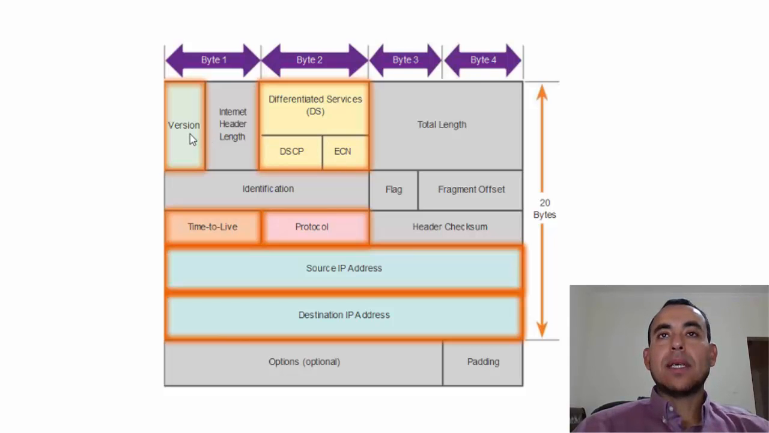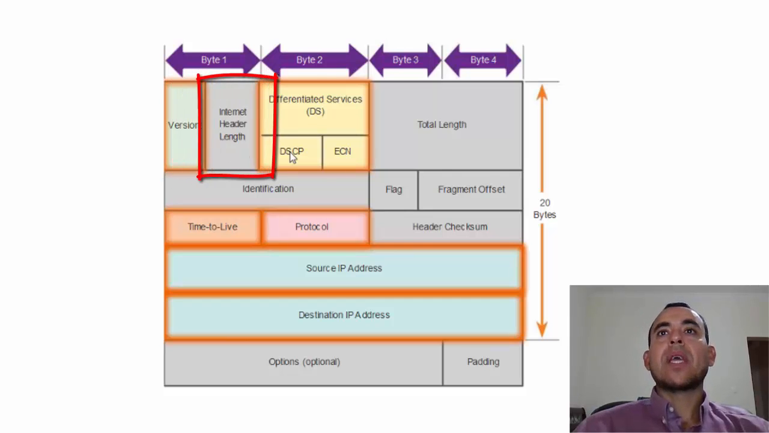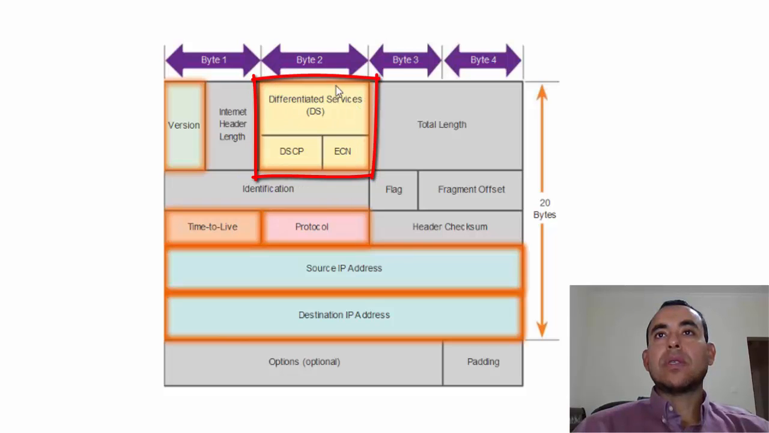So the first field is the version, and it's only 4 bits, and this actually identifies the version of the IP, whether it's version 4 or version 6. Another field has a length of 8 bits or 1 byte, which is what we call differentiated services, or what we used to call before the type of service. And this field is used for quality of service.